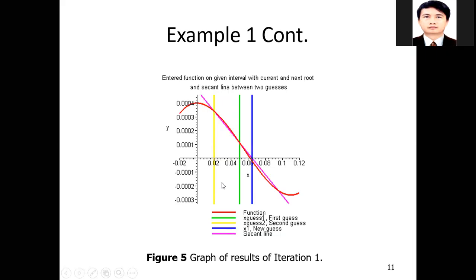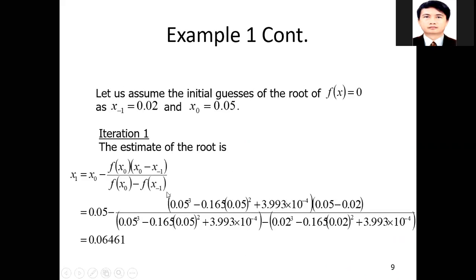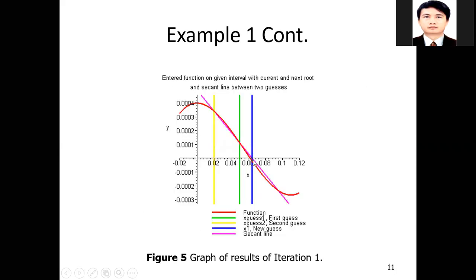So graphically, we can represent our x sub 1. Initially, we have the two values of x, now 0.02 and 0.05. No? So from these two values, just simply connect these 2 points. Okay, so the intersection of the line and the x-axis represents the next possible value of x. No? So as we compute, this turns out to be equal to 0.06461. No? So approximately its location is the blue solid line.